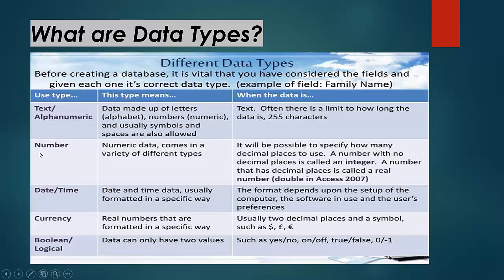The second data type is the number. A number is numeric data that comes in many different types. It is possible to specify how many decimal places to use. A number with no decimal places is called an integer in math. A number that has decimal places is called a real number, and we have to differentiate between the real number, the integer, the long integer, and also the double in Microsoft Access 2007.